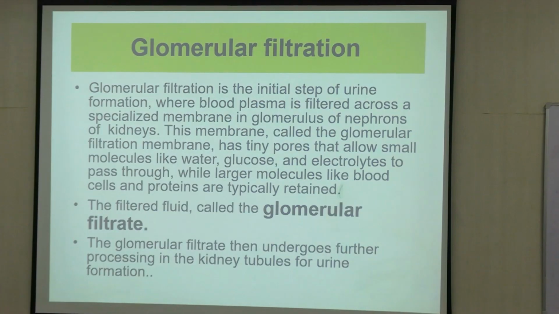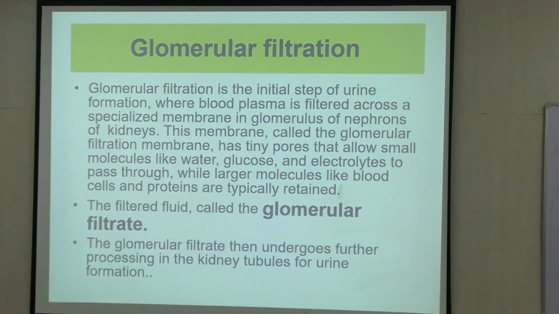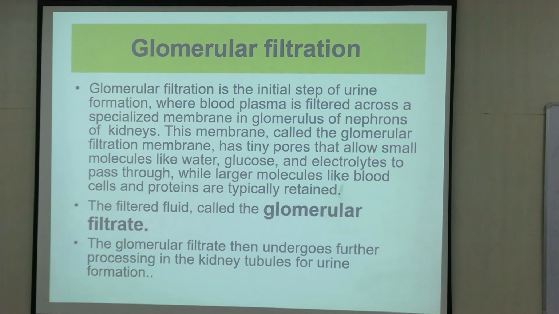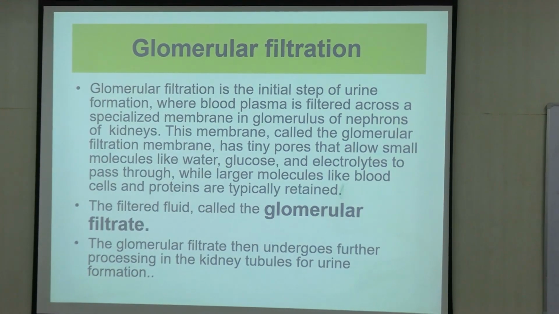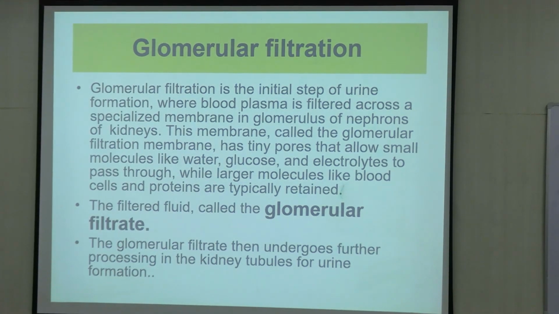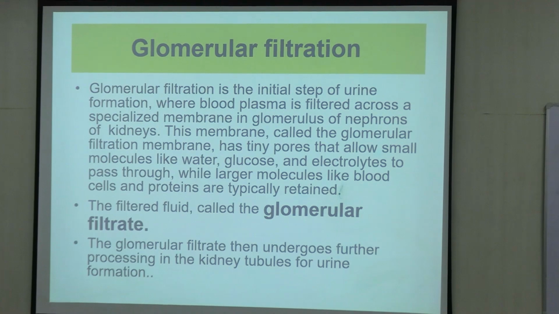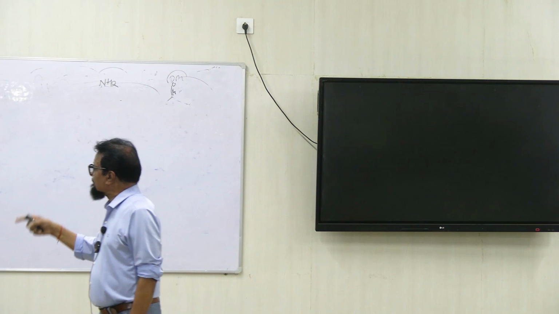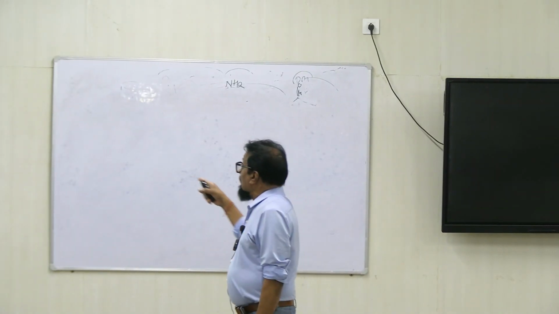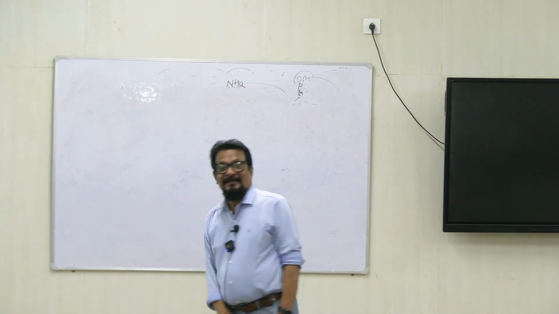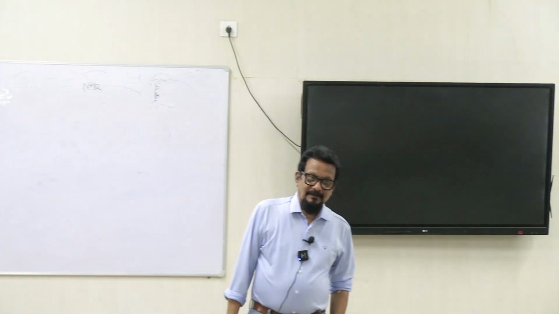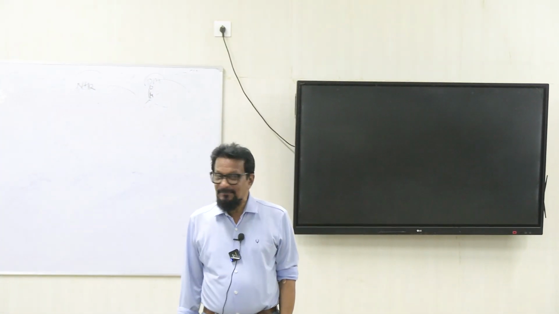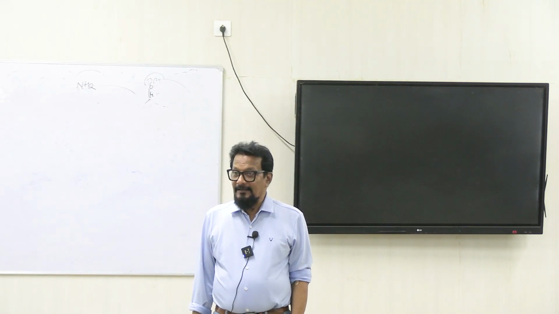Okay, what is the definition of filtration? Glomerular filtration is the initial step of urine formation where blood is filtered across a specialized membrane in the glomerulus of nephrons of kidneys. This membrane, called the glomerular filtration membrane, has tiny slits, tiny pores through which solids and liquid pass. Like water, glucose, electrolytes, almost all the electrolytes pass through it, while larger molecules like blood cells and plasma proteins will not be filtered.